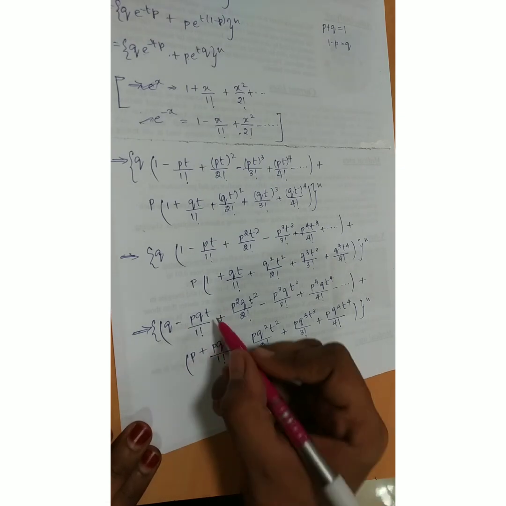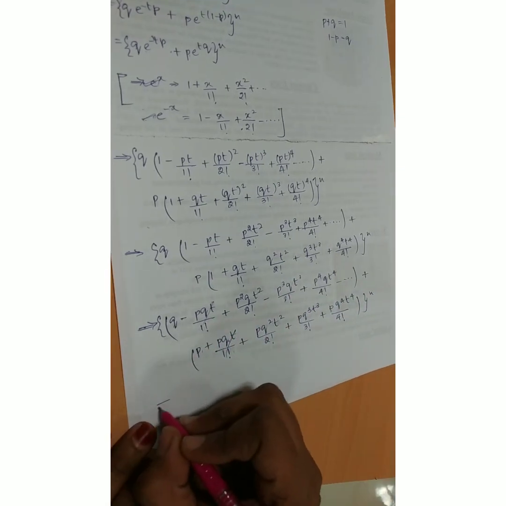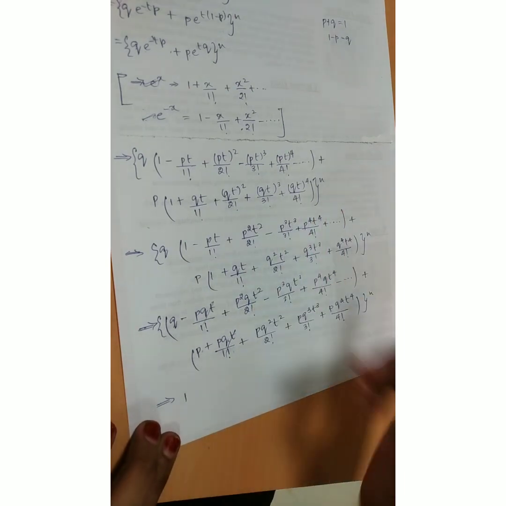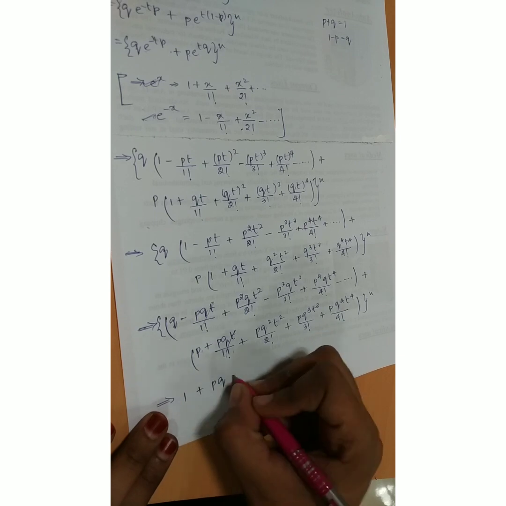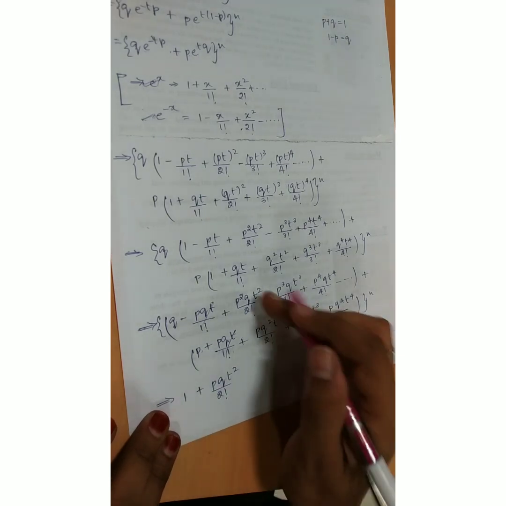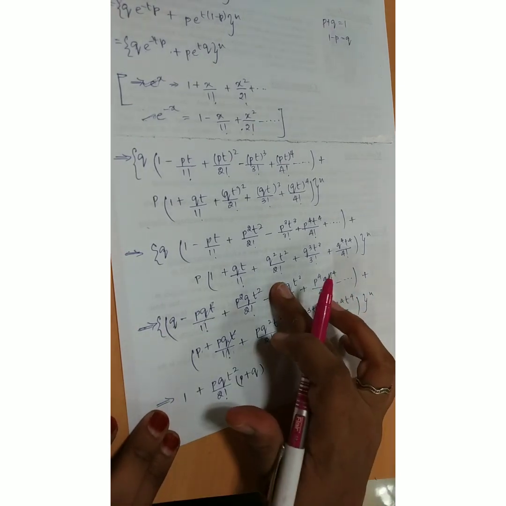Then by combining these two, plus pqt and minus pqt gets cancelled and p plus q is equal to 1. Then from these two we take pq t square by 2 factorial common. Then we have p plus q.